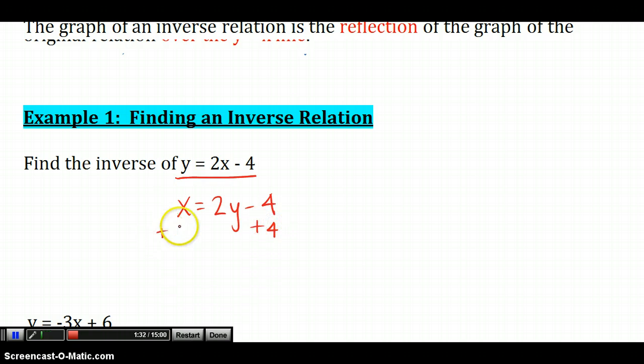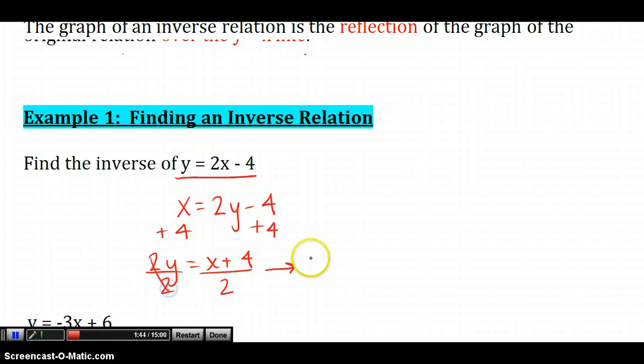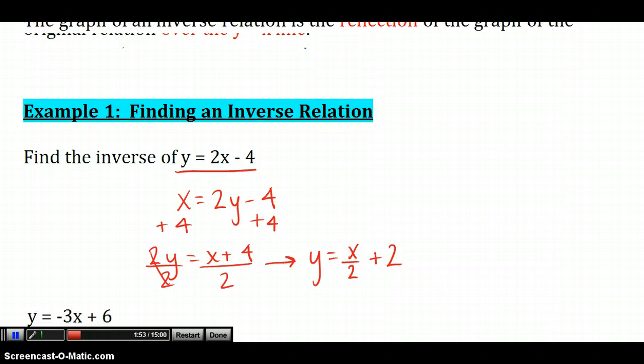So add your 4. And we have 2y equals x plus 4. I just flip-flop the sides and divide both sides by 2. So we have y equals x over 2 plus 2. And you're done. That's your inverse function.